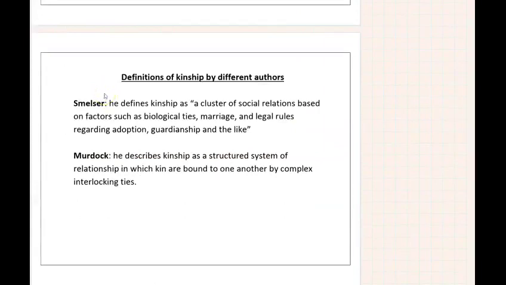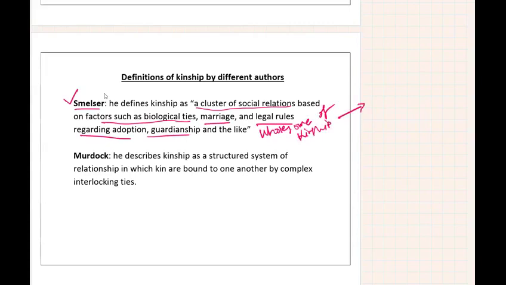Definitions of kinship by different authors. The first one is Meltzer. He defines kinship as a cluster of social relations based on factors such as biological ties, marriage, and legal rules regarding adoption and guardianship. It is a wholesome definition of kinship. Why? Because he's saying it is a cluster of relations based on biological ties, marriage, legal rules, adoption, and guardianship. All these elements come together and form a cluster, and this definition gives you the wholesome definition of kinship. It is by Meltzer.